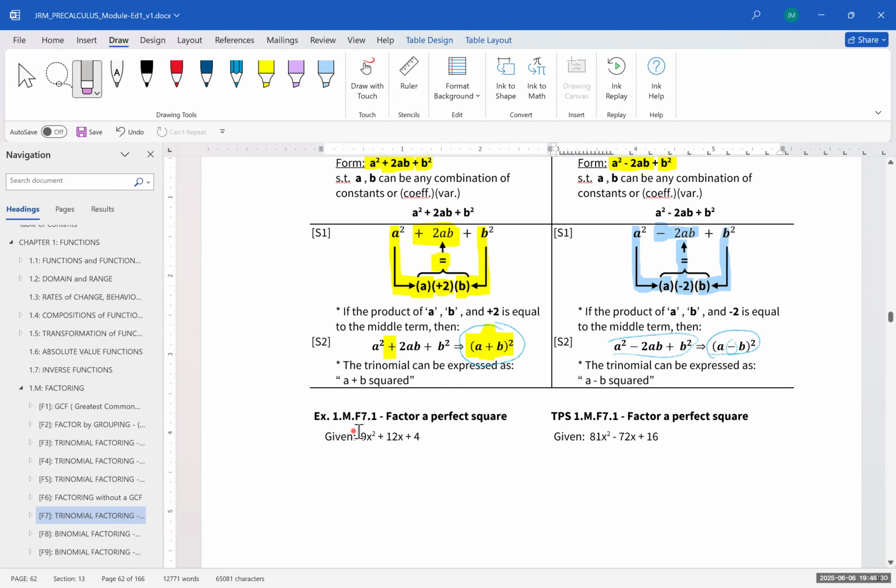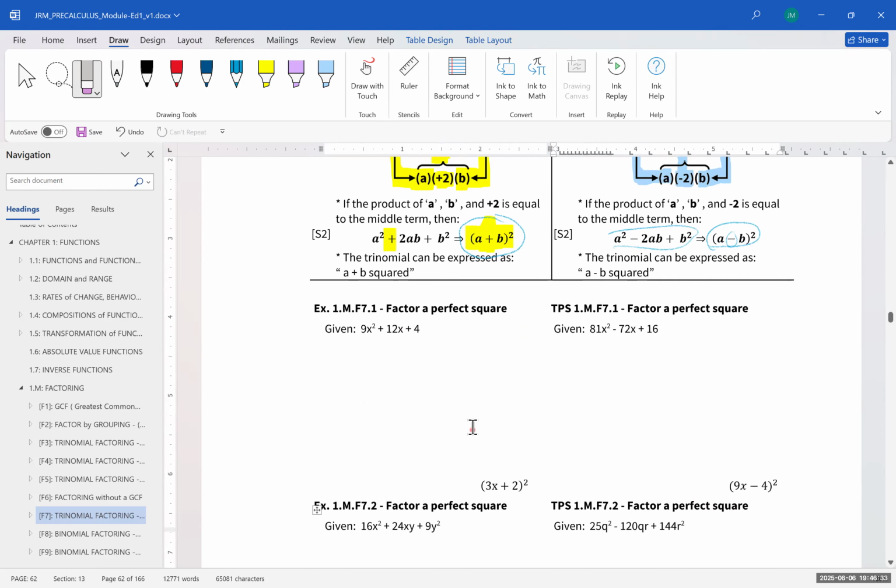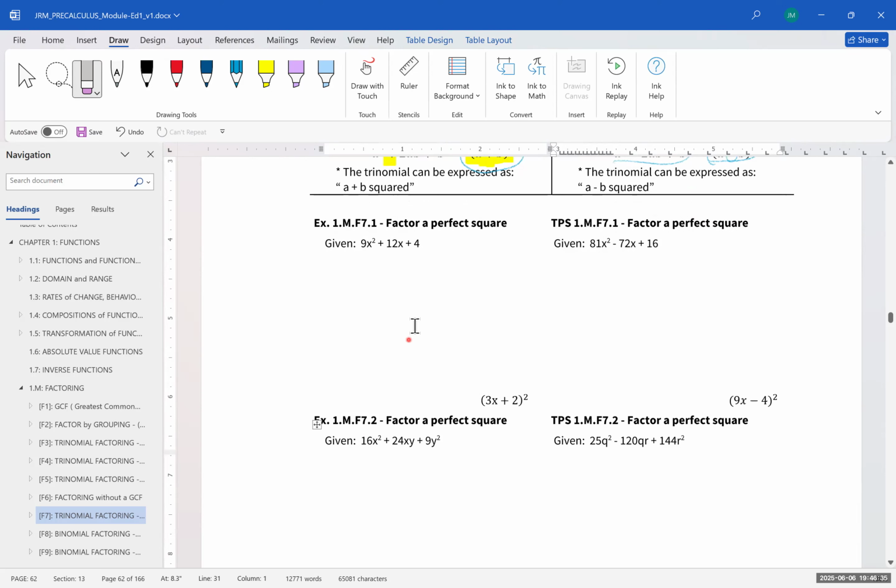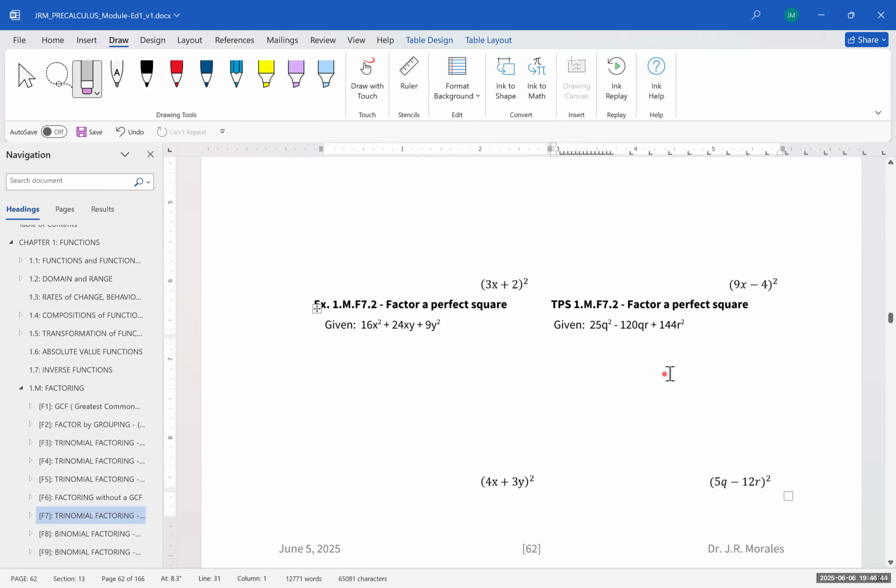All right, so let's take a look here. I'm going to give two examples, and then I'll do the two think, pair, shares. So after I give these two examples, you can pause this video and try the think, pair, shares yourself. Okay.